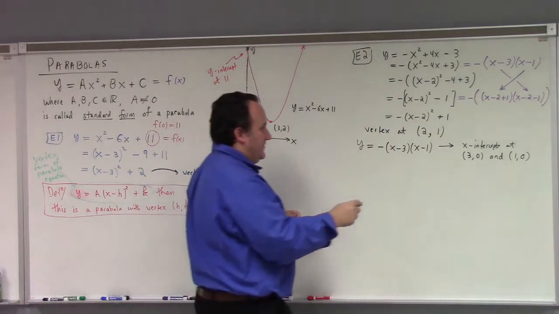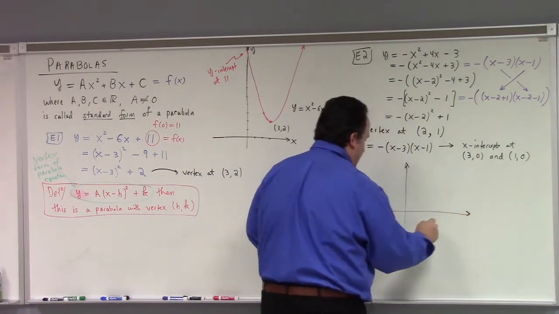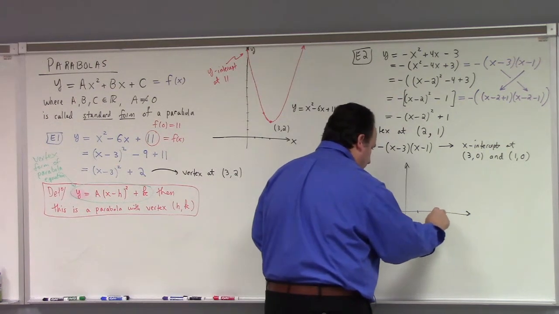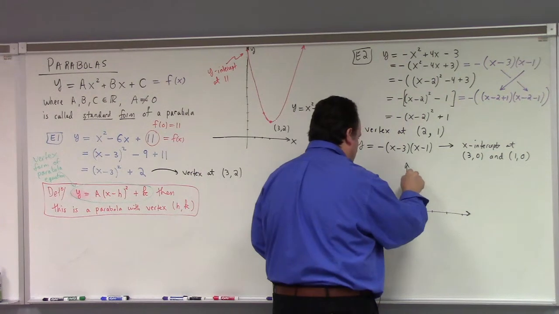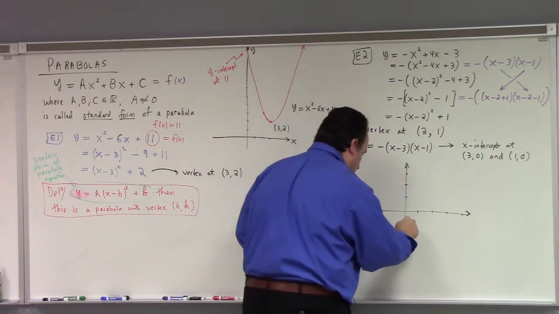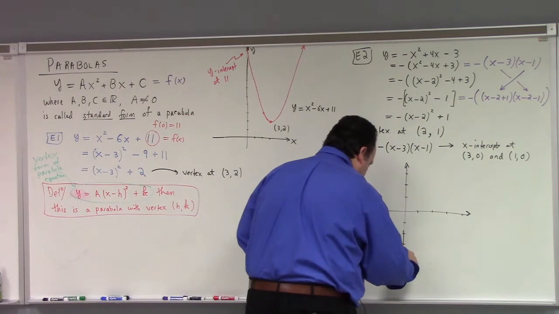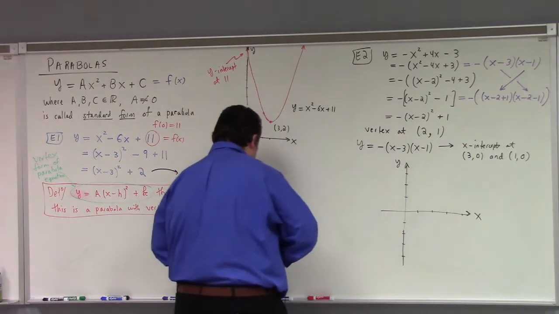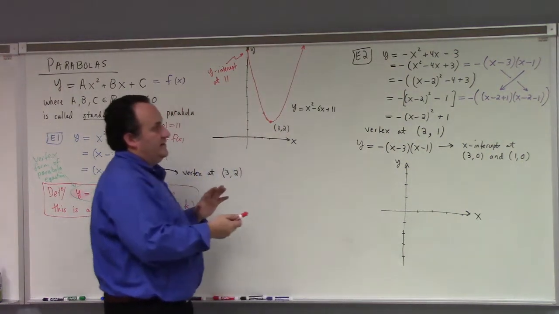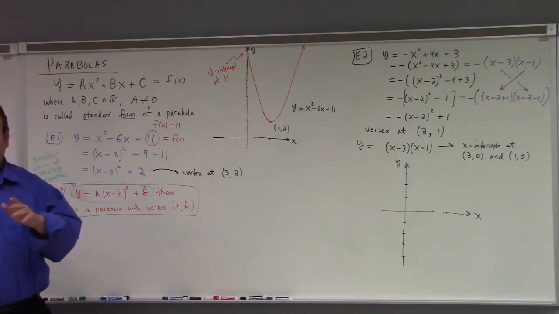So let's try to graph this thing. Let's see here, say 1, 2, 3, 4, 1. All right, so let's graph this. What do I got? Oh, also, one other thing we can add. The y-intercept, that's easy. What's the y-intercept?